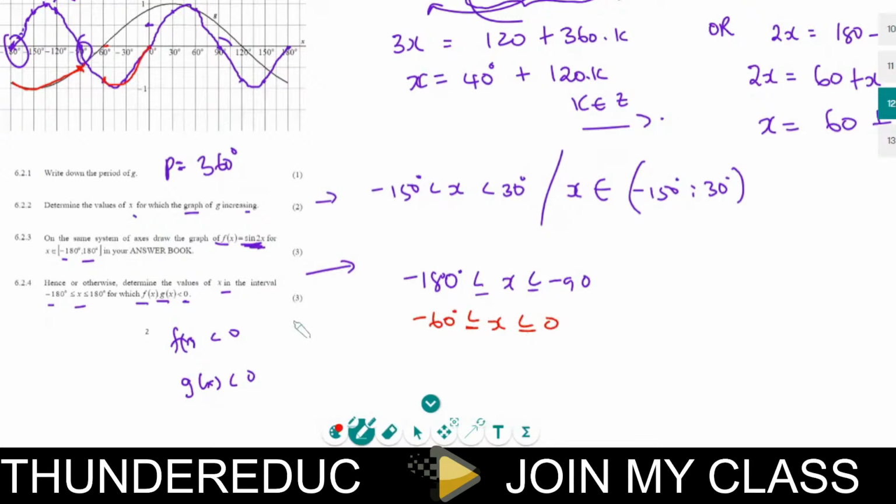And then lastly, there's another section that is below 0, between 90 up to 120. I'm going to stop at 120 because after 120, we are seeing both graphs being below 0. So I'll say 90 degrees is less or equal to x, less or equal to 120. So these are the values of x where f of x times g of x is less than 0. Remember we said it's either f that is less than 0 or g that is less than 0, and not both.